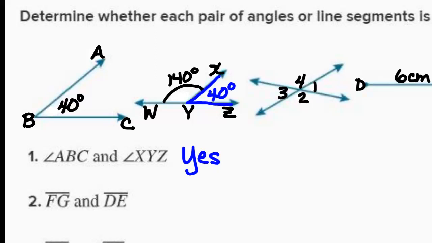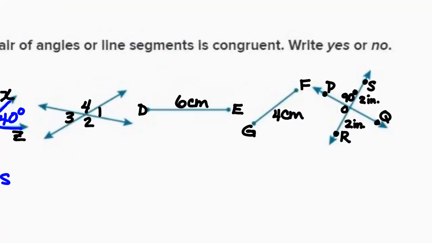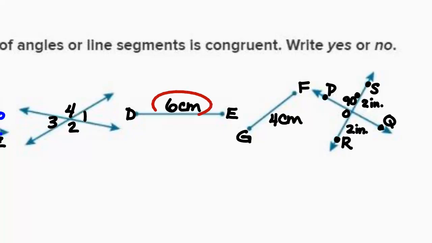All right, what about segments FG and DE? Are they congruent? No. Why not? Absolutely. These two are not equal. Because they're not equal, that means they cannot be congruent.